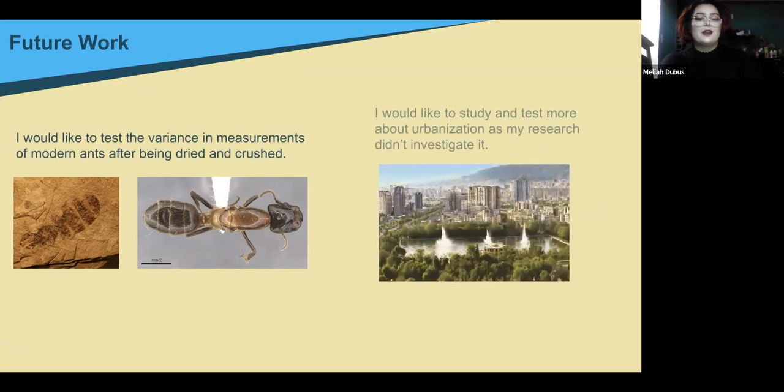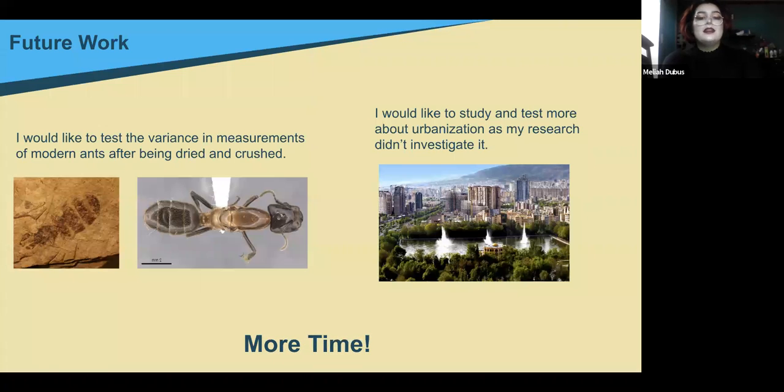In future work, I would like to be able to test the variance of size after crushing a dried out modern ant. I would also like to study more about urbanization effects on Formicidae, and of course, more time. With more time, we would be able to do more analysis, get a bigger sample size, and more meaningful data, and in general, just study the topic further. But a 9-week internship is not enough time for all of that.